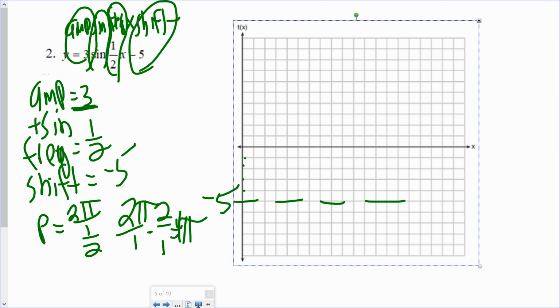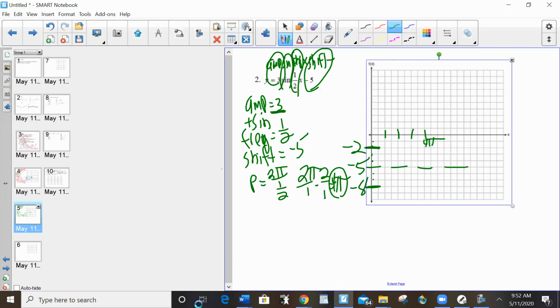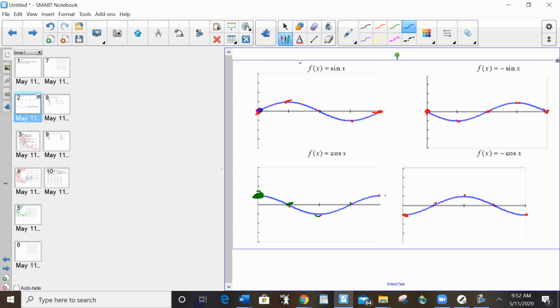My amp is 3, so I'm going up 3 and down 3 from the midline. That's -2, that's -8. Now my x-axis, 4 dashes, 1, 2, 3, 4. My period goes at the end of the fourth dash. Now it's a positive sine. So positive sine starts at the midline and then goes up.